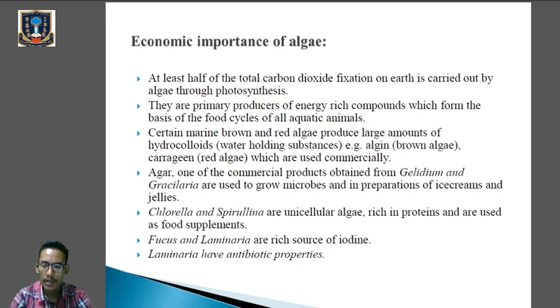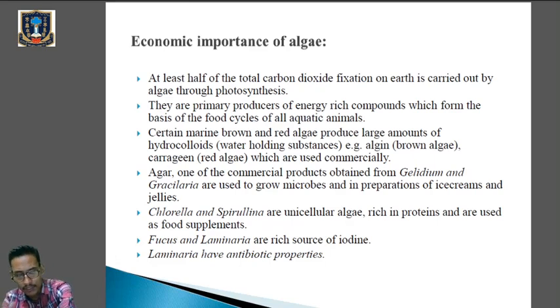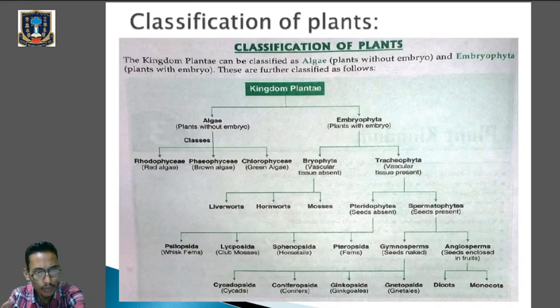Next one, Fucus and Laminaria. They are a rich source of iodine, and Laminaria also has antibiotic properties. So this is the economic importance of algae. From the next class, we'll go through the different classes of algae. Clear? So just briefly, we'll go through the classification of the plant kingdom one more time.